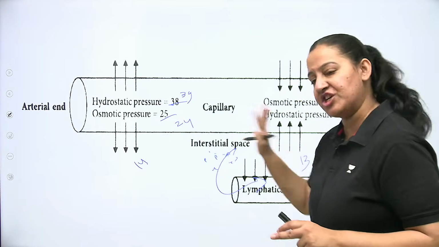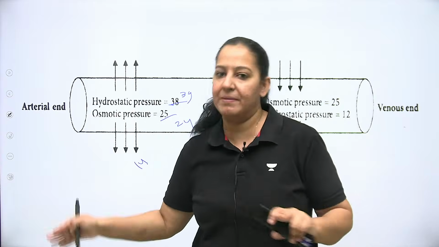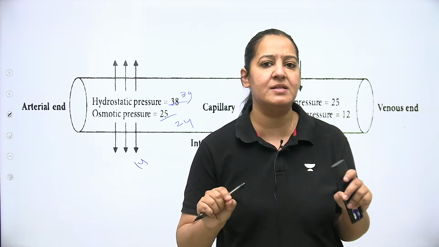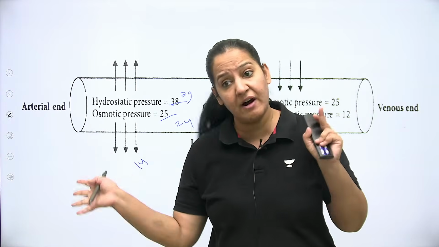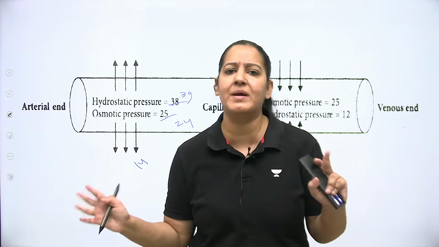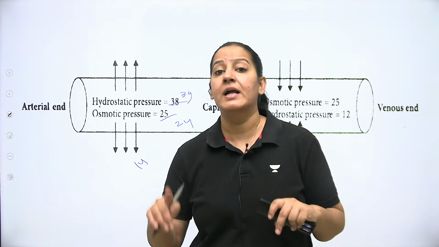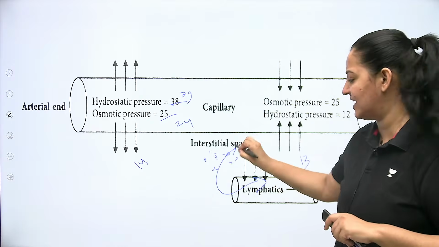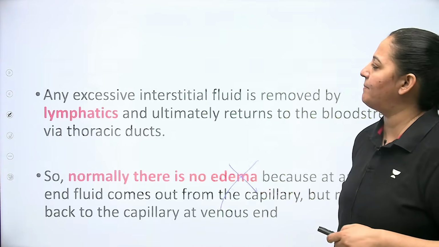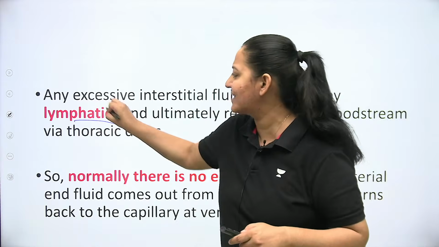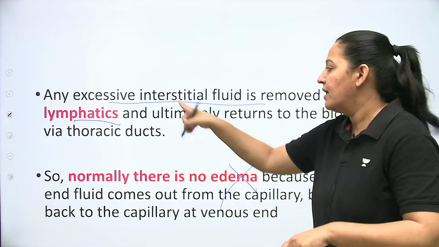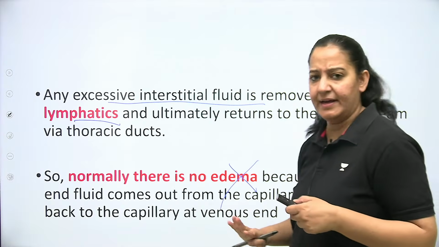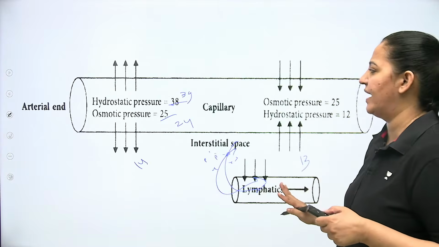So we have the pressure balance at the arterial end of the capillary and at the venous end of the capillary in all organs. Still, if some minor pressure changes occur and fluid is still collecting, even after such a beautiful balance, such a beautiful mechanism, there is a backup. The name of the backup is lymphatic. So whatever extra fluid is collecting here is taken by the lymphatic. Any excessive interstitial fluid that is still collected is taken by the lymphatic, and ultimately it is dry. The tissue is dry. There is no edema.